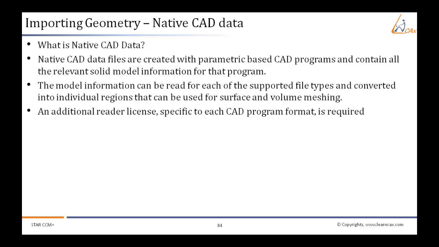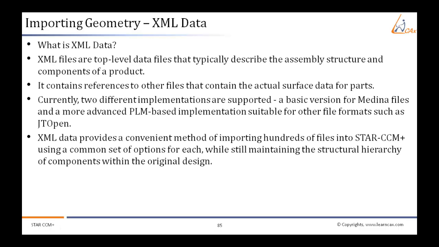What is XML data? XML files are top-level data files that typically describe the assembly structure and components of a product. It contains references to other files that contain the actual surface data for parts. Currently, two different implementations are supported. A basic version for Medina files and a more advanced PLM-based implementation suitable for other file formats such as JT-Open. XML data provides a convenient method of importing hundreds of files into CCM Plus using a common set of options for each, while still maintaining the structural hierarchy of components within the original design.